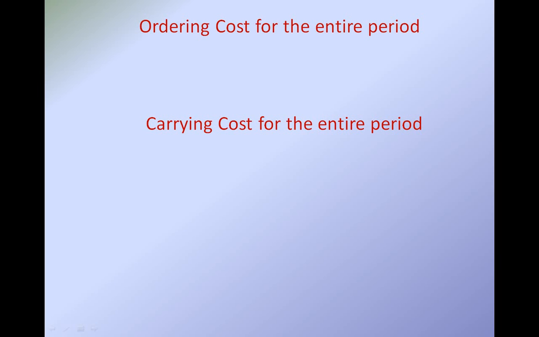The ordering cost, to find out, we have a simple formula, that is the annual usage divided by the reorder quantity into the cost per order. Now, annual usage divided by the reorder quantity will actually give you the number of orders, because the reorder quantity is the quantity that must be ordered in each order, and the annual usage is the total quantity required. So the number of orders into the cost per order will give you the total ordering cost.